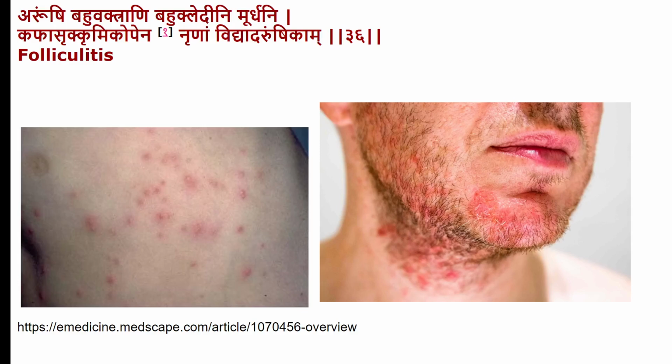The next is about Arumshika. Arumshika are multiple eruptions which are Bahuvaktrani, Bahupledini, Murthani, Kapasu, Krimikopena, and Ram, Vidya Arumshika, where the hair follicles tend to get infected. The folliculitis is the hair follicles getting infected. Now, this is again a very frequent feature, often related to the irritation of the skin by the chemicals. Most of those cosmetics which are used could be the real triggering factors for the folliculitis.